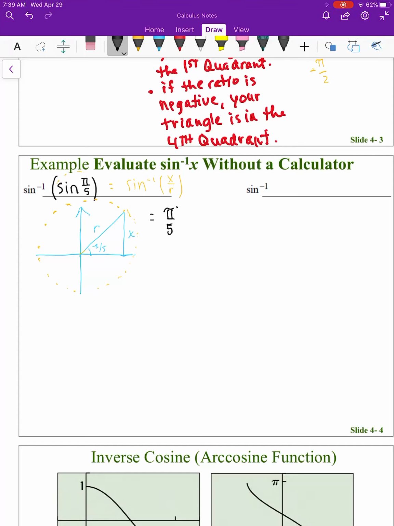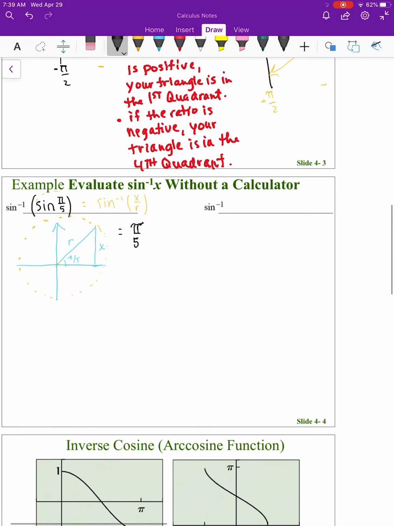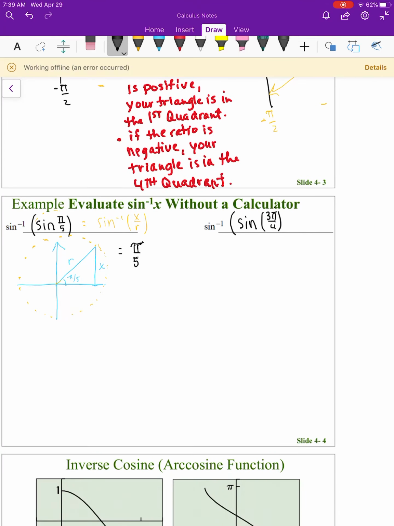So you can imagine that sometimes, not all the time, the inverse sine and the sine kind of cancel each other out when they're in the first quadrant. If they're not in the first quadrant, it doesn't always work that way. So let's do one that doesn't work that way. The inverse sine of the sine of 3 pi over 4.